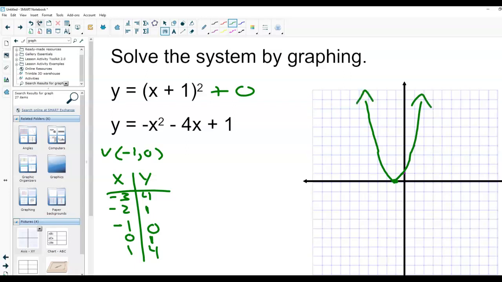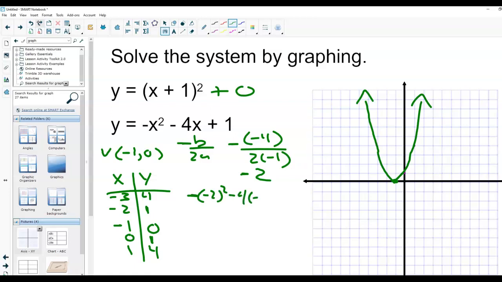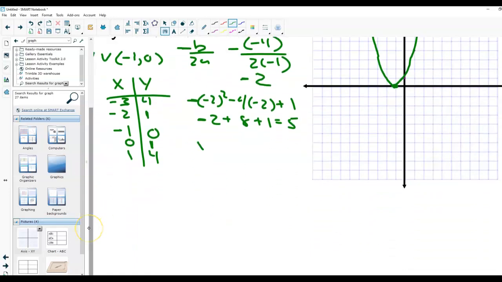Okay. Now the second one, I've got to use my negative b over 2a. So that's negative 4 over 2 times negative 1, which is a negative 2. And when I plug negative 2 in for x, this becomes negative 4 plus 8 plus 1, which is 5. So my new vertex here, negative 2, 5.